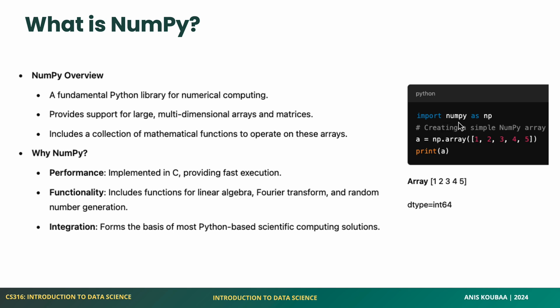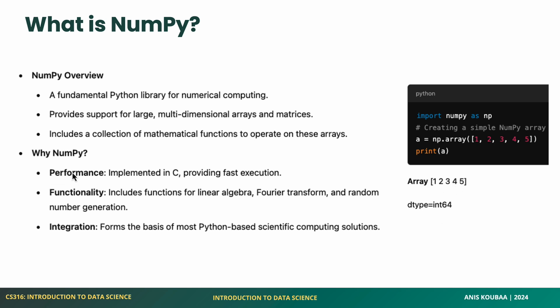And we usually use NumPy, so we need to install NumPy in the beginning. And we can denote it as np. And later on, you can create an array. An array can be one vector, a one-dimensional vector, or multi-dimensional matrices. And the array will have a type, for example, int64.